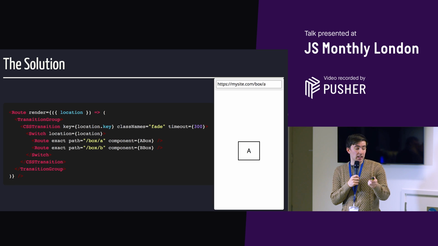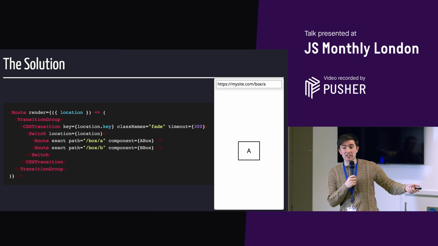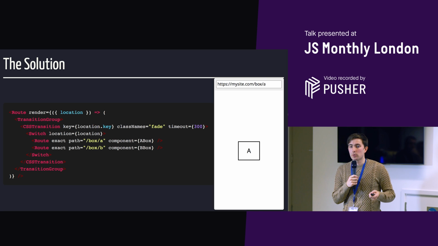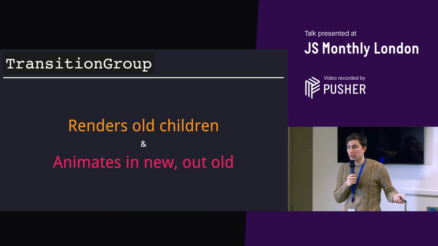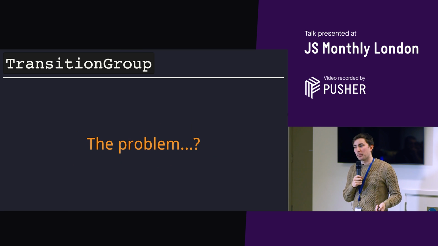So in each transition here, we actually have two different components, two different switch blocks that are fading in between each other. And that's what CSS transition is doing. Here we're just applying a class name of fade, so that's literally just fading in between the two. So that's it, right? We're done. This gives us everything we want. It renders whole children. It animates in the new one and out the old one. So that's everything we've got. That's what we wanted. Except there's a problem.